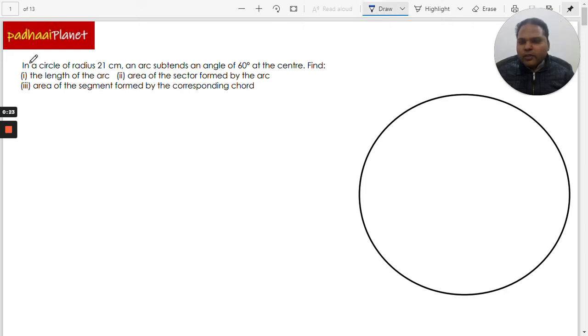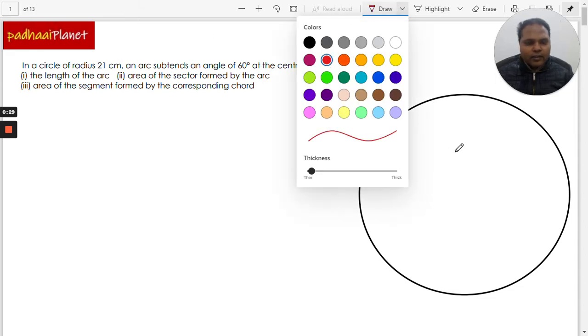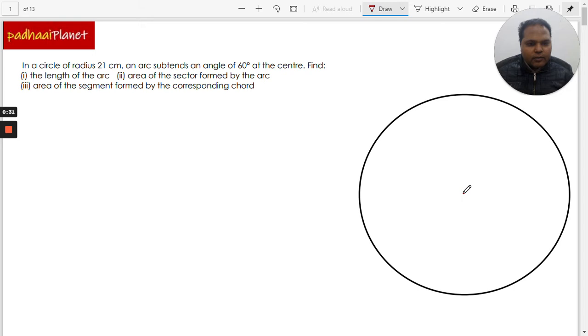So the question says that in a circle of radius 21 centimeters. So there is a circle, and suppose this is the center point, right? And in a circle the radius is 21 centimeter and an arc subtends an angle of 60 degrees, right? So let's first figure out where is this arc.